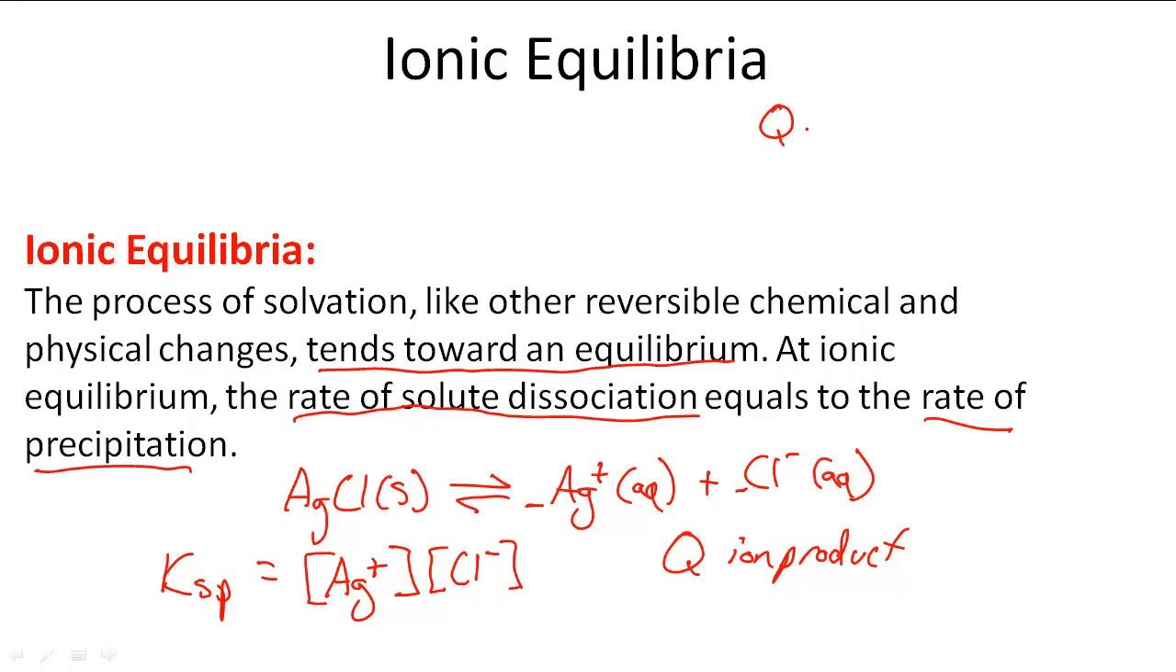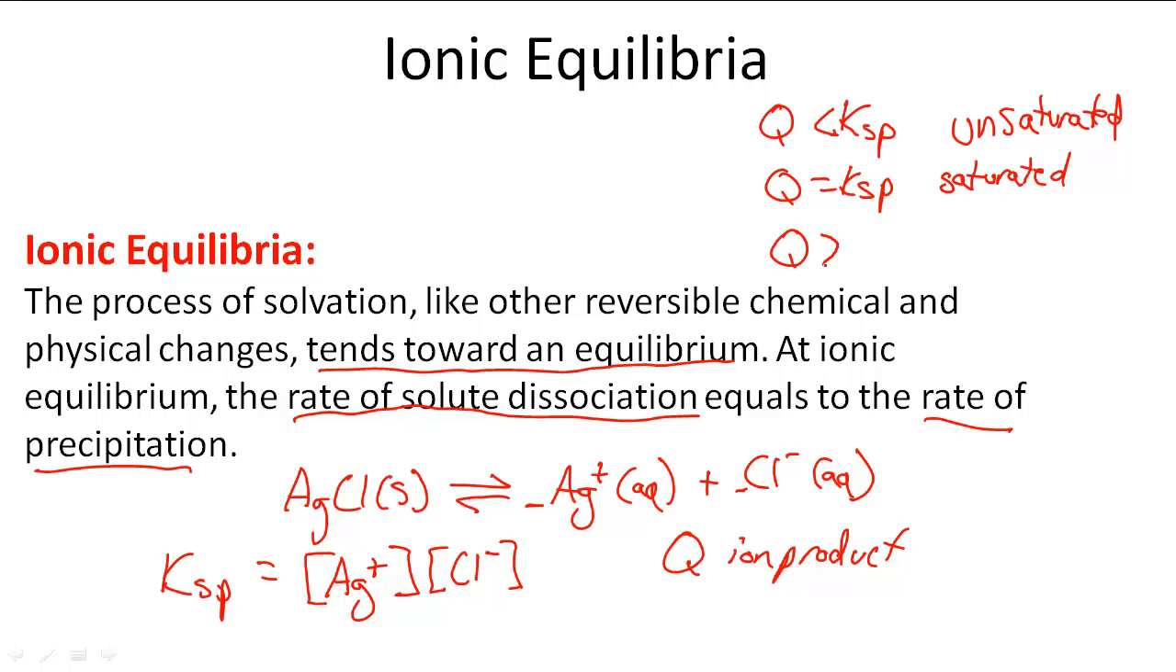So when Q is less than KSP, or KSP is greater than Q, we know that it's an unsaturated solution. If Q equals KSP, then it's a saturated solution. And if Q is greater than the KSP, then we know it is a supersaturated solution. So the KSP, the solubility product constant, can help us understand whether a solution is unsaturated, saturated, or supersaturated in ionic equilibria.